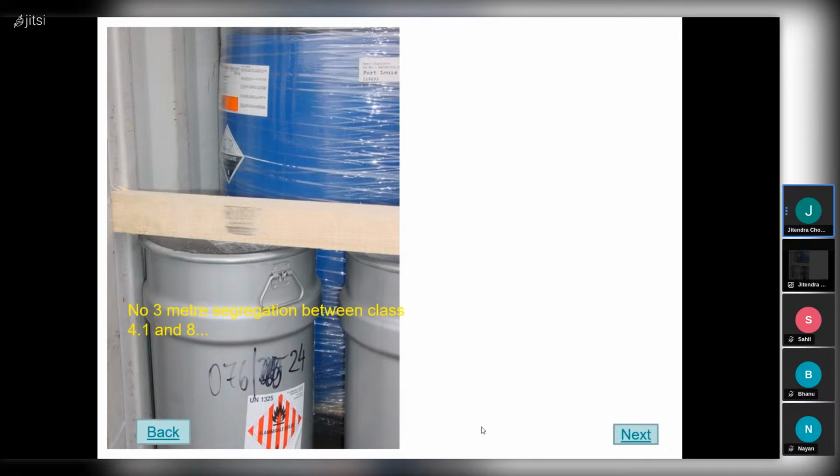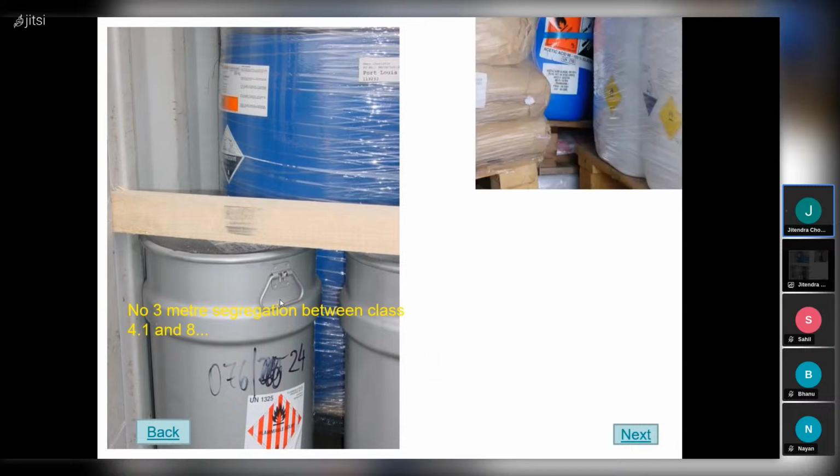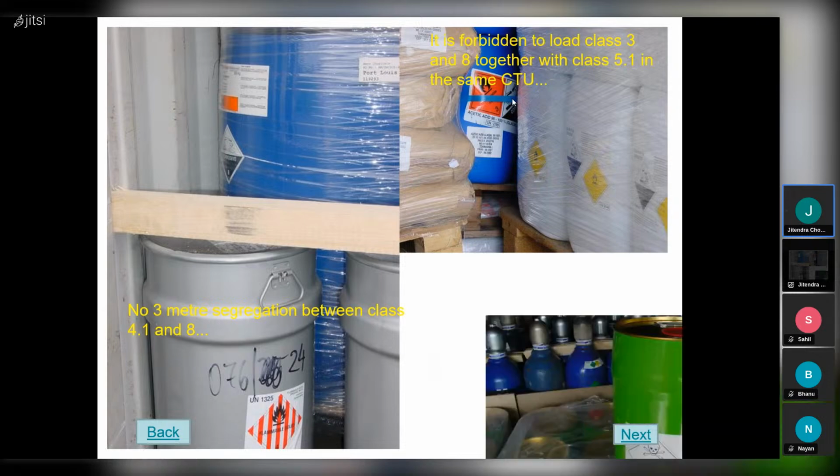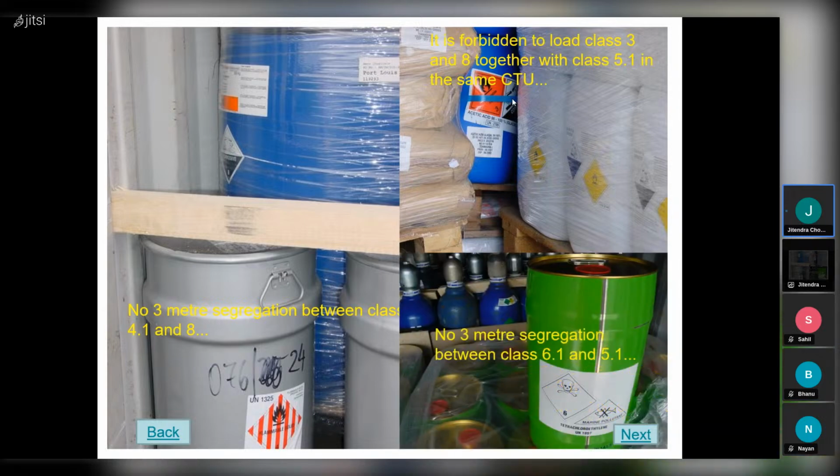So this is a wrong storing because these two cargoes are not compatible and they should be stored at least 3 meters apart, but they are stored close together. So this is improper storage. Then class 3 and class 8 are not supposed to be loaded with class 5.1, but they have been loaded by mistake. So this can cause fire in case of leakage. Again, a mixture of cargoes.